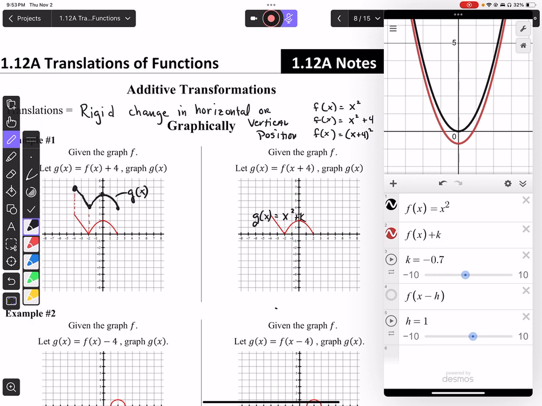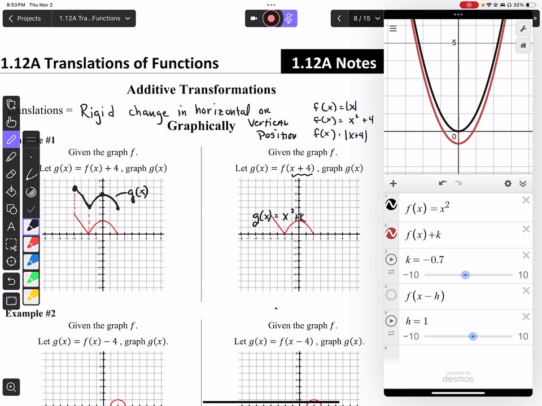Of course, if this had been like x cubed, then this would be inside the x cubed function. This could be like an absolute value function, and then you'd put the x plus 4 inside the absolute value. Okay, so that's what's going on when they say I'm inside the function.